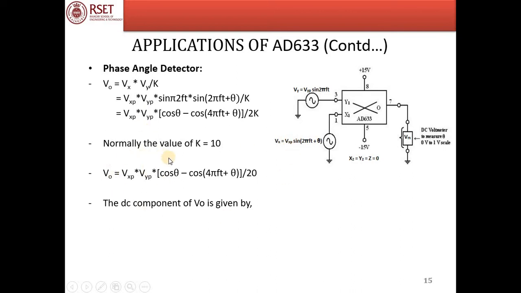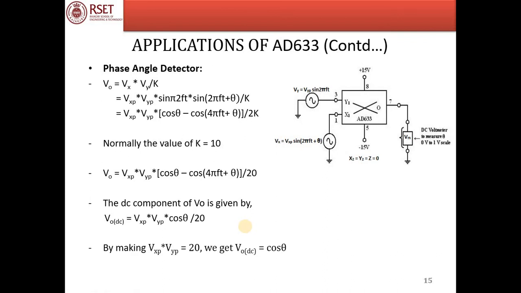So again here we can see there is a DC component which is equal to Vxp into Vyp into cos theta, the whole divided by 20. Now we need to find out theta. So let us provide two inputs in such a way that Vxp into Vyp equal to 20. So we get the DC component of output VODC as cos theta. If we place a DC voltmeter at the output which can measure between 0 to 1 volt, we can directly use this to measure the value of cos theta in terms of voltage.